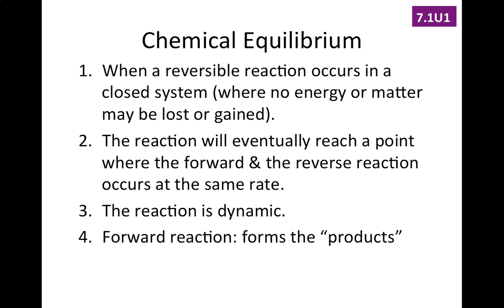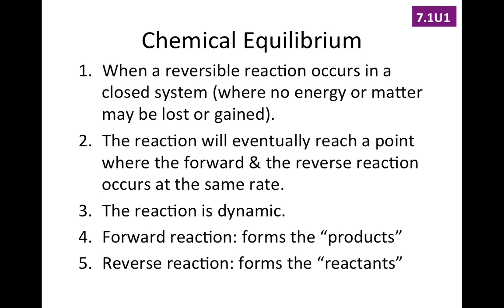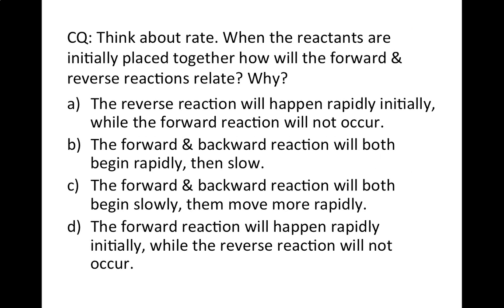In the forward reaction, we say form the products, or the stuff that's on the right. The reverse reaction is what's forming the reactants, or the stuff that's on the left. So think about rate. When the reactants are initially placed together, how are the forward and reverse reactions going to relate, and why?